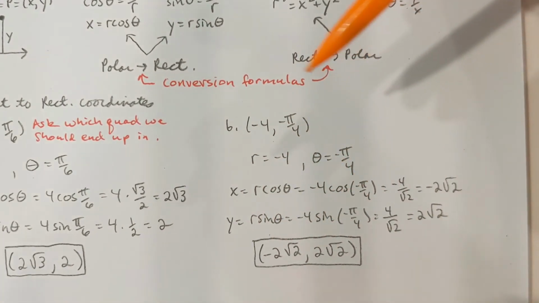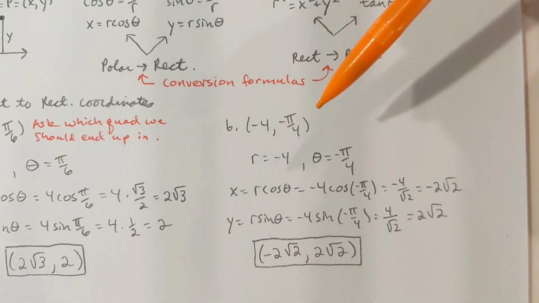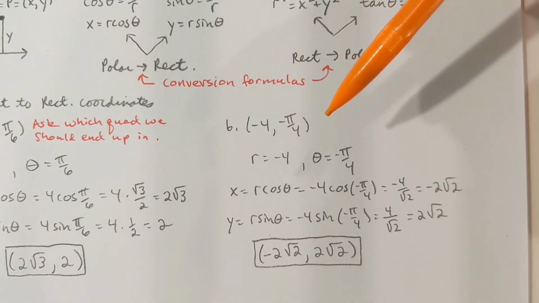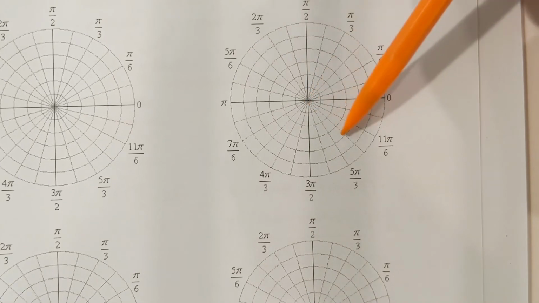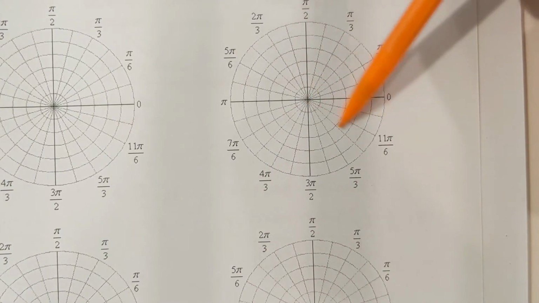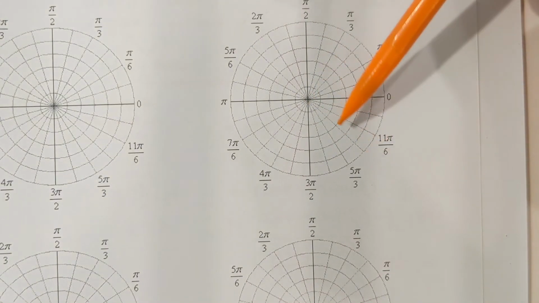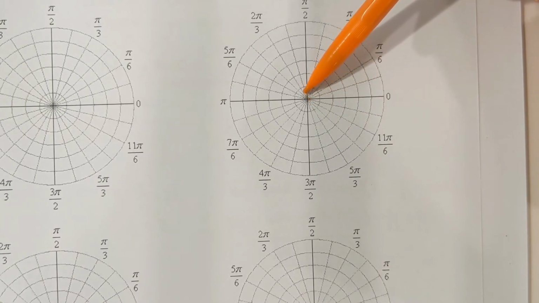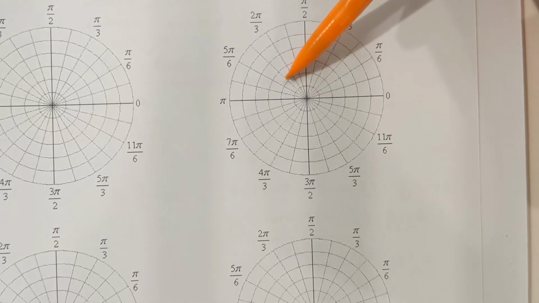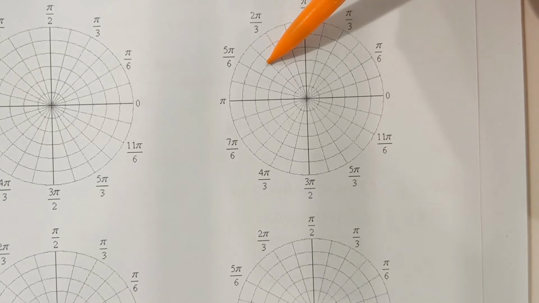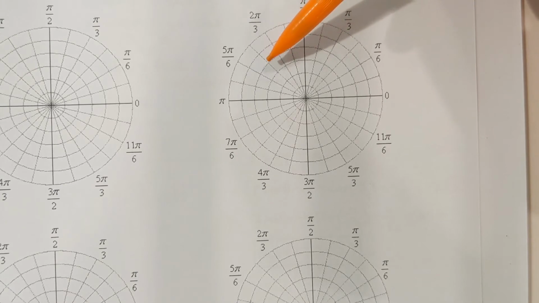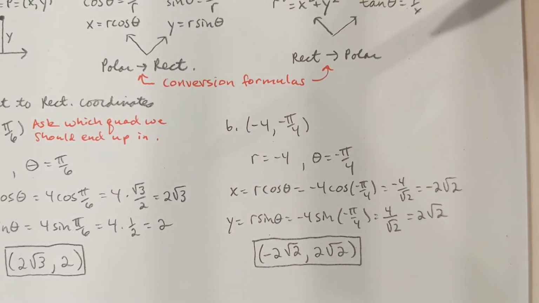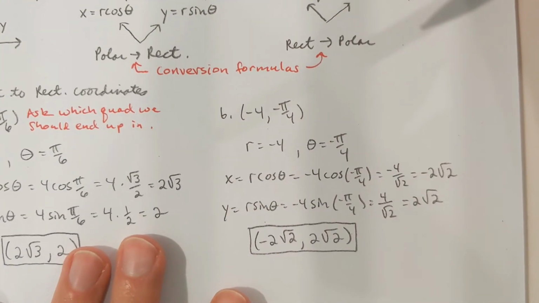Here's another one. So (-4, negative pi over 4), that is in polar form. I need to rewrite that into rectangular form. Now, the negative pi over 4 axis would be right here. I'm going clockwise. And r is negative, so I need to be going in the opposite direction 4 units. And that's going to put me into quadrant 2. So I need to make sure that when I get my answer here, I'm in quadrant 2. If I'm in any other quadrant, that's a wrong answer.